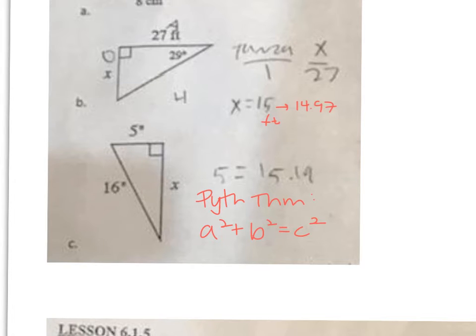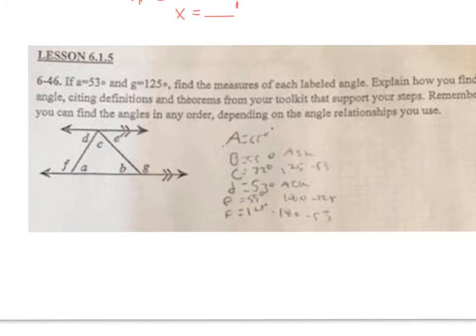So if we're trying to solve for the side length x, I would set this up as 5 squared plus x squared equals 16 squared. See if you can take it from there to solve for x, and that would be that side length. And then don't forget to put whatever your answer is, and then put that double dash for inches after. That would be your label. All right, take a look at that lesson 615 question.